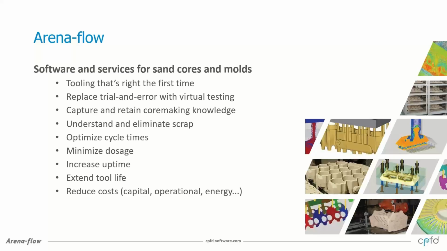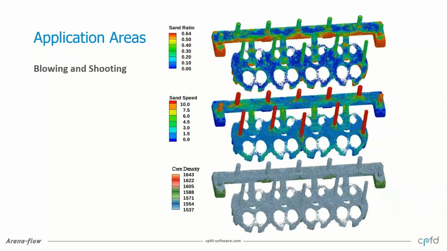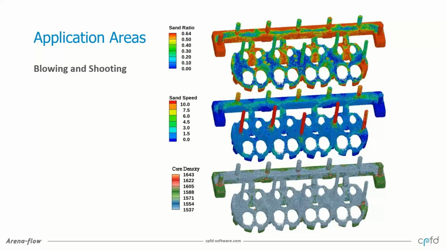Everybody wants to eliminate scrap, but with ArenaFlow, by looking inside your tooling in virtual space, you can understand what's causing it, to help you eliminate that scrap. Other benefits include optimizing cycle times, minimizing consumable usage, the dosage, increasing uptime, extending tool life, and ultimately this is all aimed at reducing costs: capital costs, operational costs, and energy savings. So let me show a few different application areas for ArenaFlow.